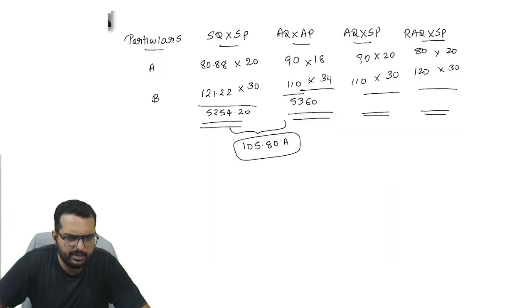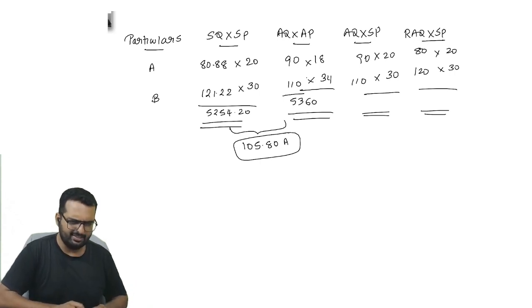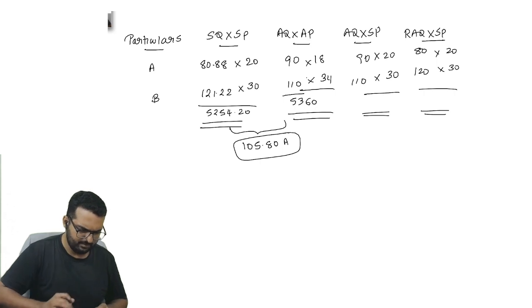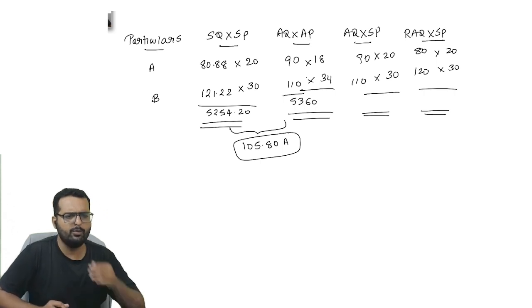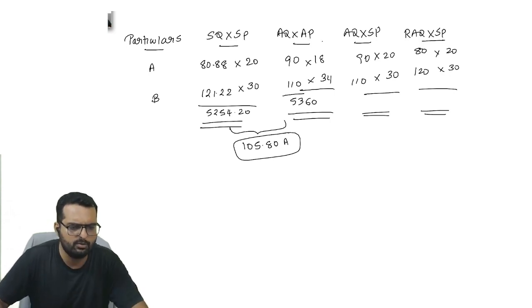2030 I have taken correctly. 1834. 105.8. They took 5257. It must be a rounding off difference then. If that's the case, then don't worry. That's fine. Let me just check into 20. The other one is 121.22 into 30. 5254.44 only it will come. 90 into 18. 110 into 34. 5360. That's also correct. Hold on.